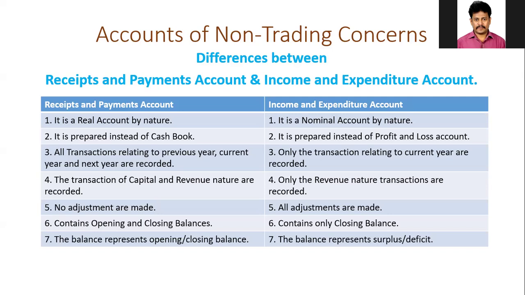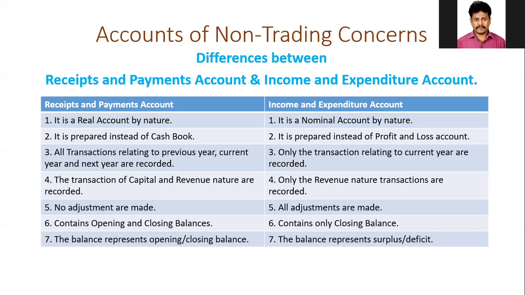Let us see the differences between the receipts and payments account and the income and expenditure account. The receipts and payments account is a real account by nature. As all of you know very well, accounts are of three types: personal account, real account, and nominal account. Every account will have a particular nature. Here, the receipts and payments account is a real account. So based on the real account rule, we will record the transactions. All the cash receipts are recorded on the debit side, payments on the credit side.